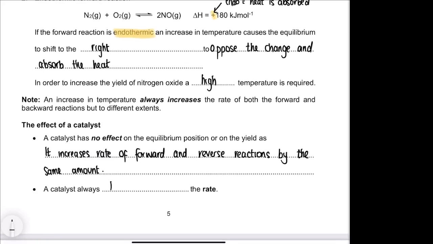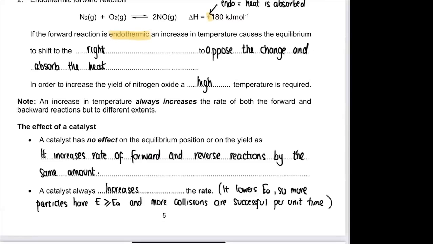It always increases the rate, so when we're talking about rate questions, it always increases the rate because it lowers the activation energy. More particles have energy greater than or equal to the activation energy. So it always increases the rate, but has no effect on the position because it's increasing the rate of the forward and the reverse by the same amount. And in an exam, it's really important that you pick out both those features. It increases the rate of the forward and the reverse reactions, and this bit by the same amount. They're looking for both those key terms.